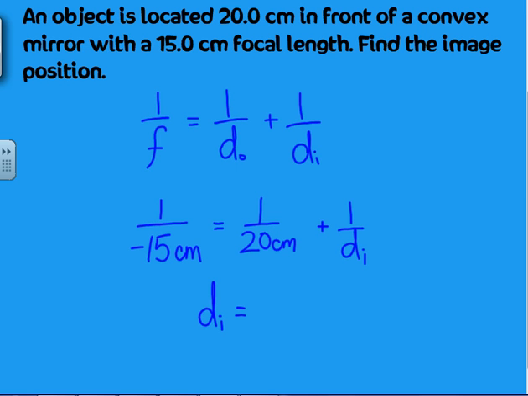Again, before I do any math or plug anything into my calculator, I'm going to pause and think about the properties of convex mirrors this time. I know convex mirrors always have a negative focal length. I also know that they always produce a virtual image. Virtual images are always located behind the mirror. Therefore, they should have a negative image distance. So when I plug numbers into my calculator, I'm expecting a negative image distance. And sure enough, that's what I get. I find the image distance to be negative 8.57 centimeters.